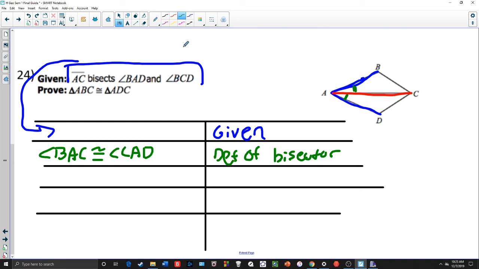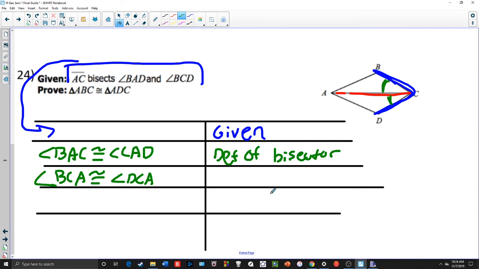Now it also bisects BCD. So it also says that this red line here bisects BCD. BCD is this angle right here, which again means the top half is going to be equal to the bottom half. So this top half is BCA, and BCA is congruent to the bottom half, DCA. And this again is by definition of bisector.